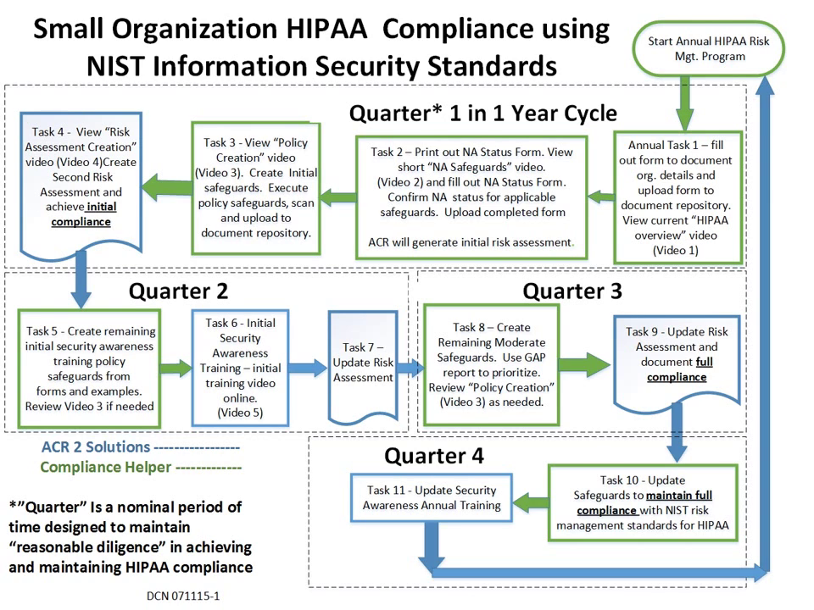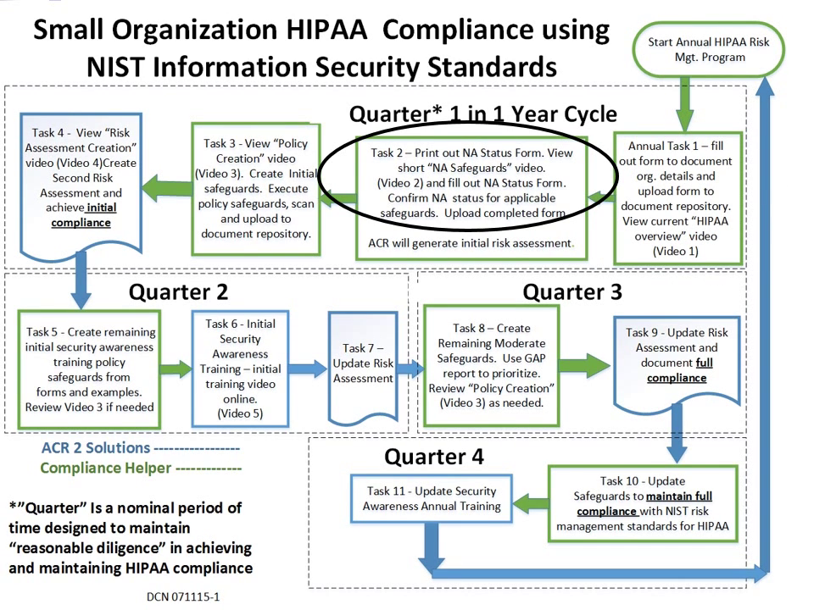and available resources. Begin by reviewing the HIPAA overview video. This will describe an overview of the HIPAA compliance process for small organizations. Next, view the video discussing the safeguards that may not be reasonable and appropriate for a small site. The client will then be able to fill out the NA Safeguard status form. Note that only the client will have the site-specific information needed to fill out this form on which safeguards are not appropriate.